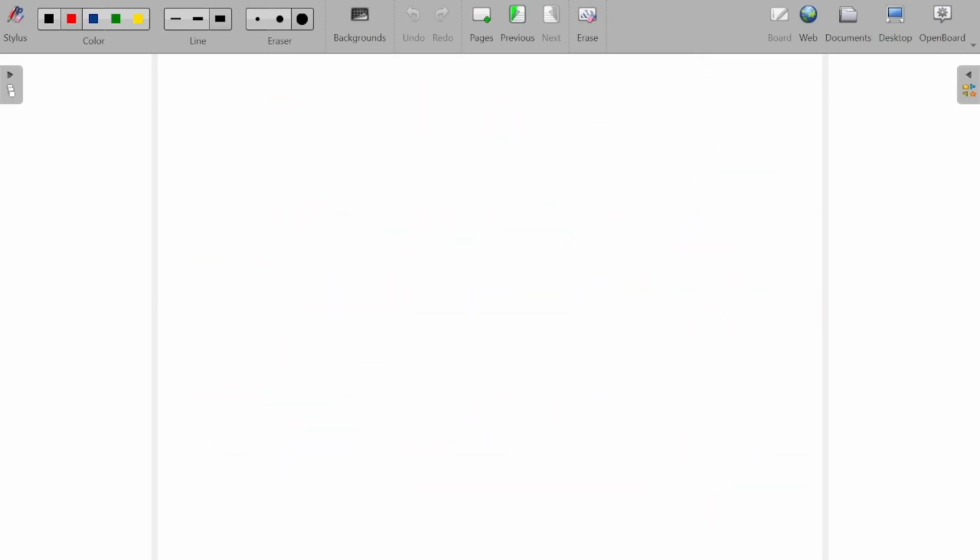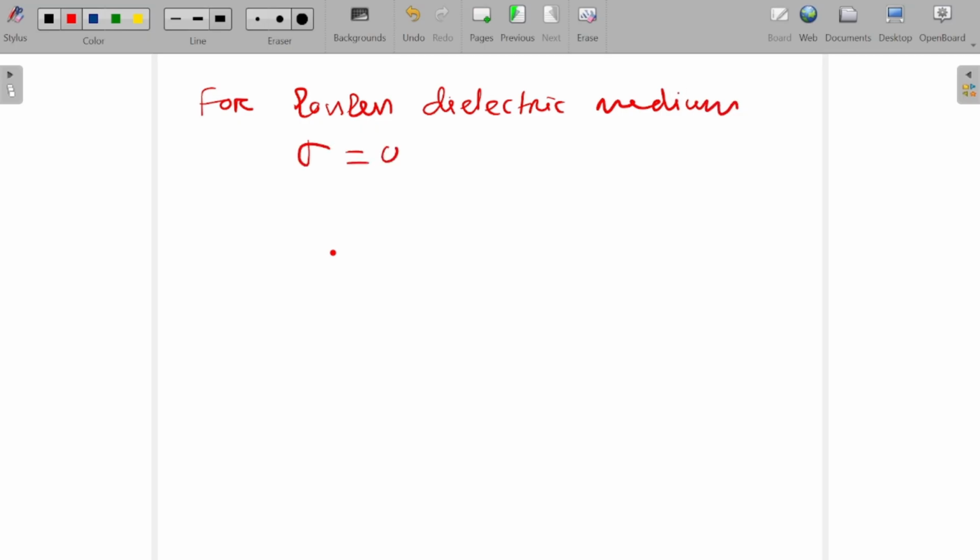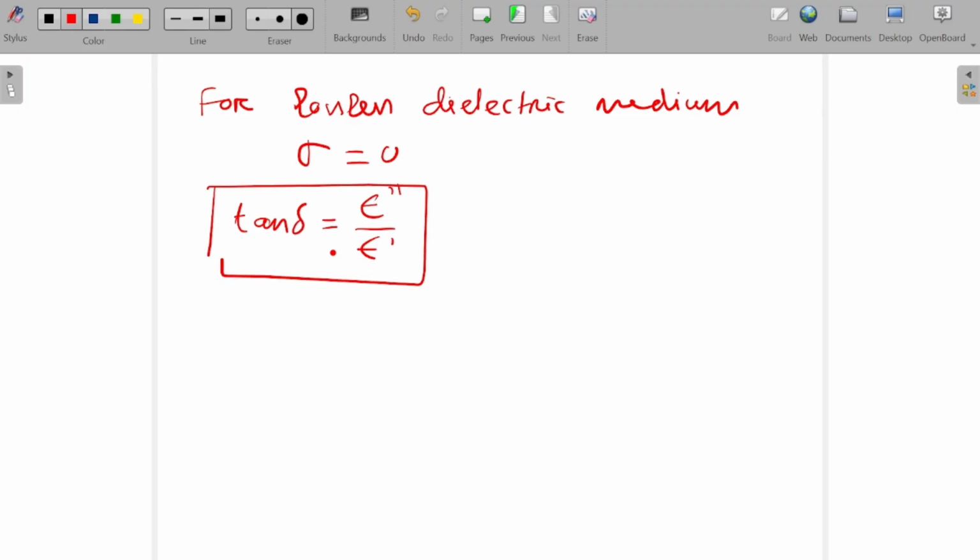Now, if we consider a lossless dielectric medium, we know that sigma tends to 0 or equals 0. So, that means we will have the loss tangent, tan delta, equals epsilon double dash by epsilon dash. So, this term we will have, and this can be related in this manner.